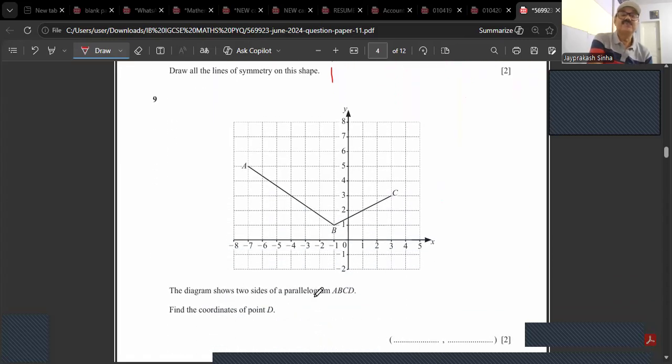Then the diagram shows two sides of a parallelogram ABCD. Find the coordinates of point D. Okay. So from B to C, what is the shift? It is 1, 2, 3, 4. 4 units right and 2 units up. Similarly, for A also, the D will be 4 units right, 1, 2, 3, 4, and then 1, 2 up.